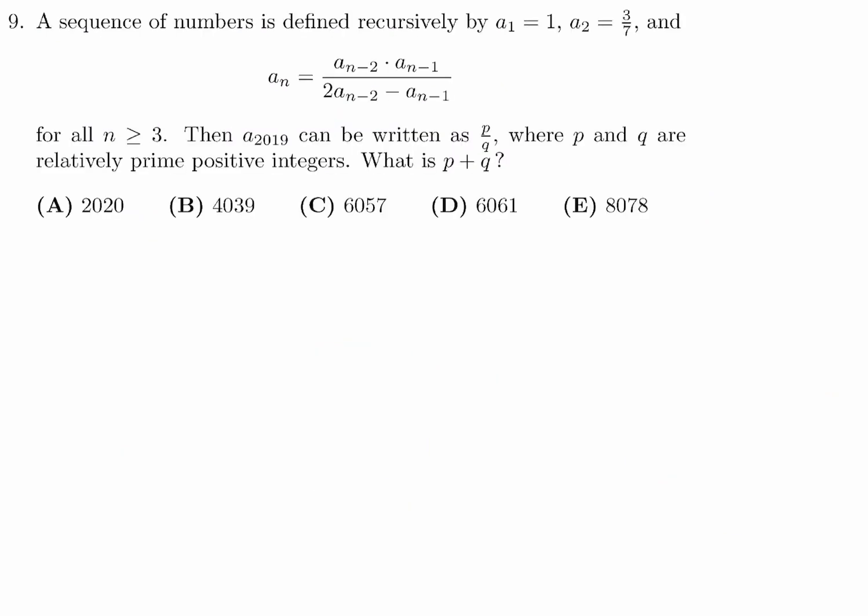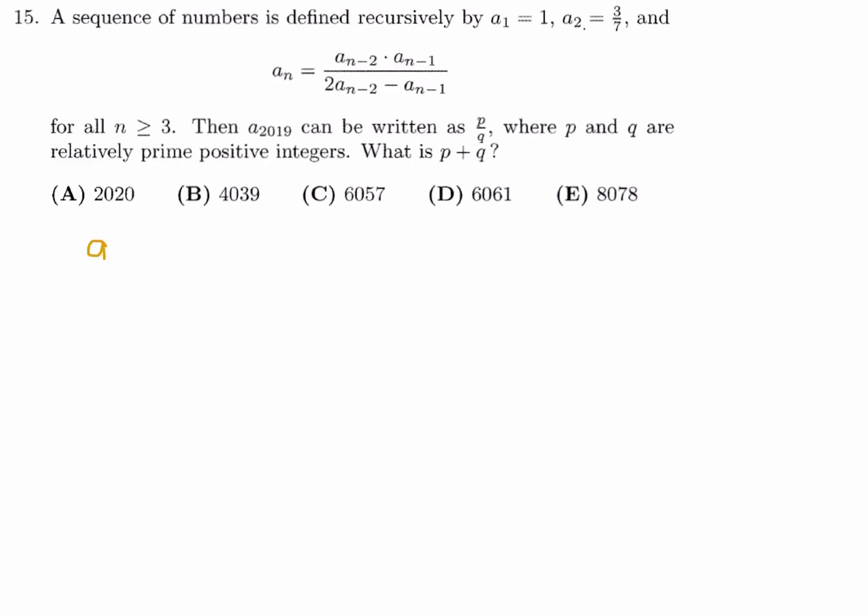A sequence of numbers is defined recursively by a1 equals 1, a2 equals 3 over 7, and an is equal to this expression for all n greater than or equal to 3. Then a 2019 can be written as p over q. What is p plus q? All right, so we got a little bit of math to do here. The first 2 they gave us, so we've got to figure out a3 and so on.